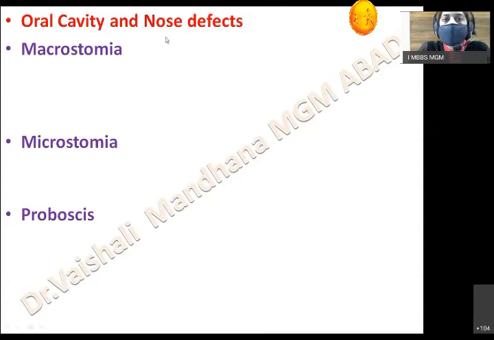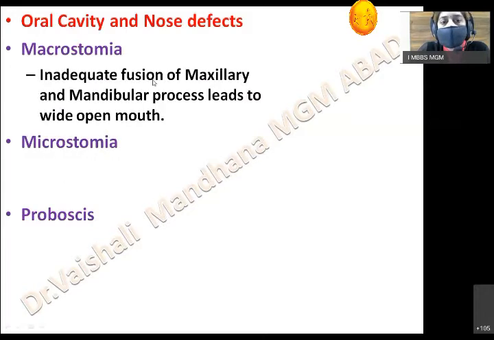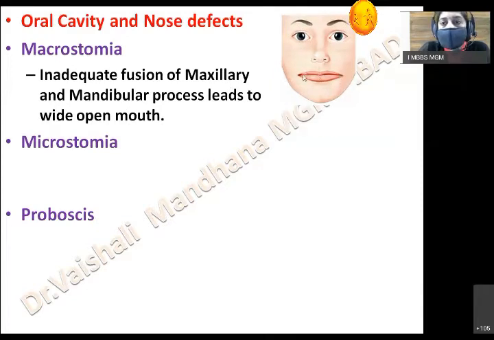Now coming to the oral cavity and the nose defects. Oral fissure: if the oral fissure is large, why will it occur? It will occur because of the inadequate fusion of the maxillary and the mandibular process. With inadequate fusion, the mouth cavity or the oral fissure will be very large. This large oral opening is called macrostomia. Macro is large. Macrostomia.